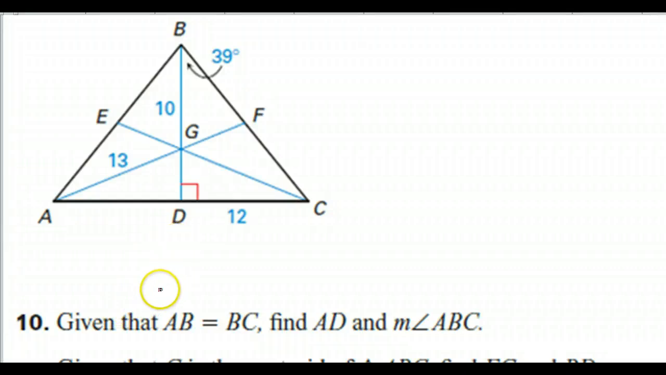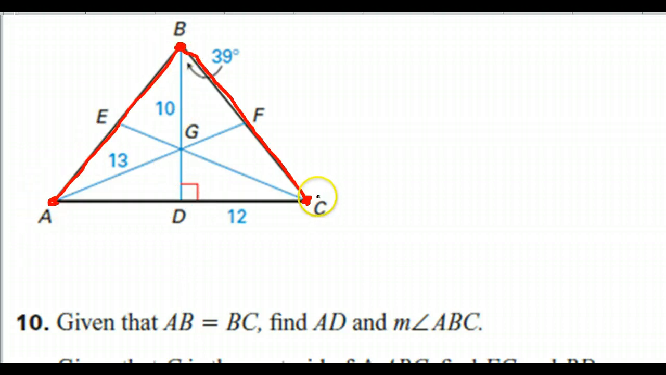I had a request for number 10. We are given that AB is equal to BC. A couple days ago we learned that if a point is equally distant from the endpoints, then it sits on the perpendicular bisector. So by telling us that AB and BC are equal, they're telling us this is equidistant. That means BD here is the perpendicular bisector.